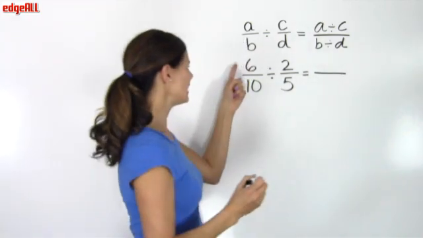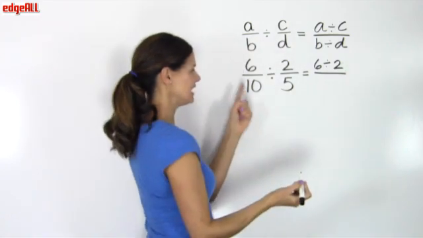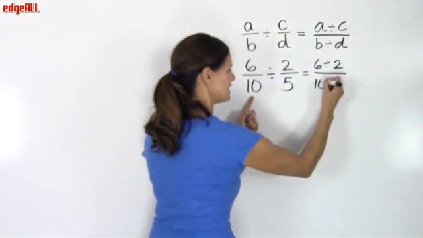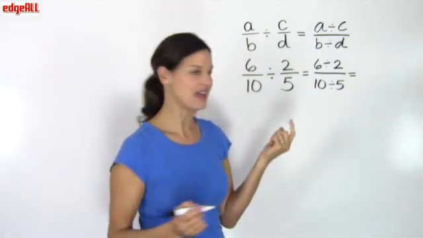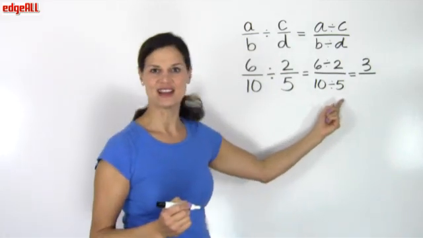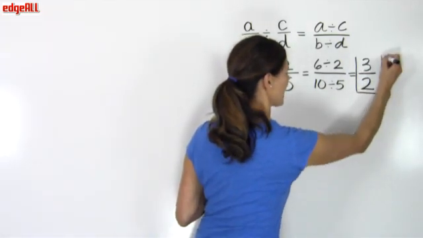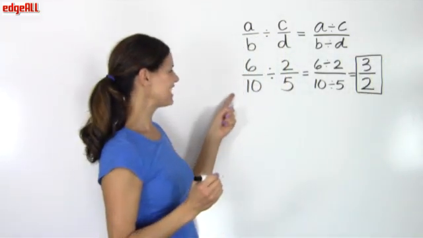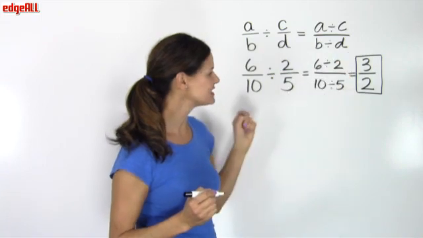So in the numerator, we would just look at 6 divided by 2. In our denominator, we would calculate 10 divided by 5, and we would end up then with 6 divided by 2 equals 3, and 10 divided by 5 equals 2. So our answer to 6/10 divided by 2/5 is 3/2.